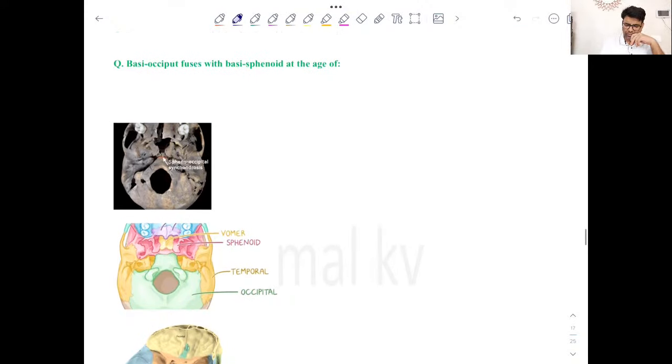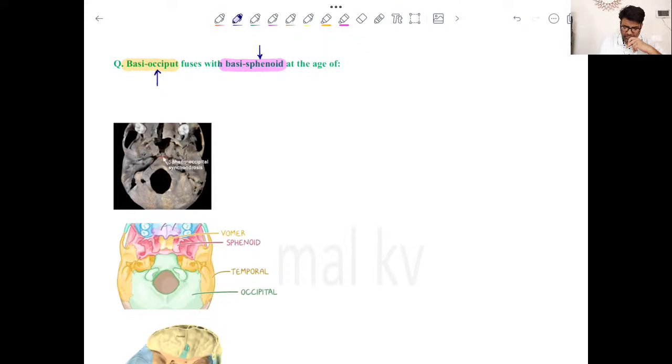And then there was one question about the time period of fusion of base occiput with base sphenoid. Now this is all just memorizing facts, and there is no concept as such. It is just a numerical or value based question, and you should simply know the time period. What I'm more interested in showing here is what the base occiput and base sphenoid actually are. As the name suggests, we are discussing two bones: the base of occiput and the base of sphenoid.